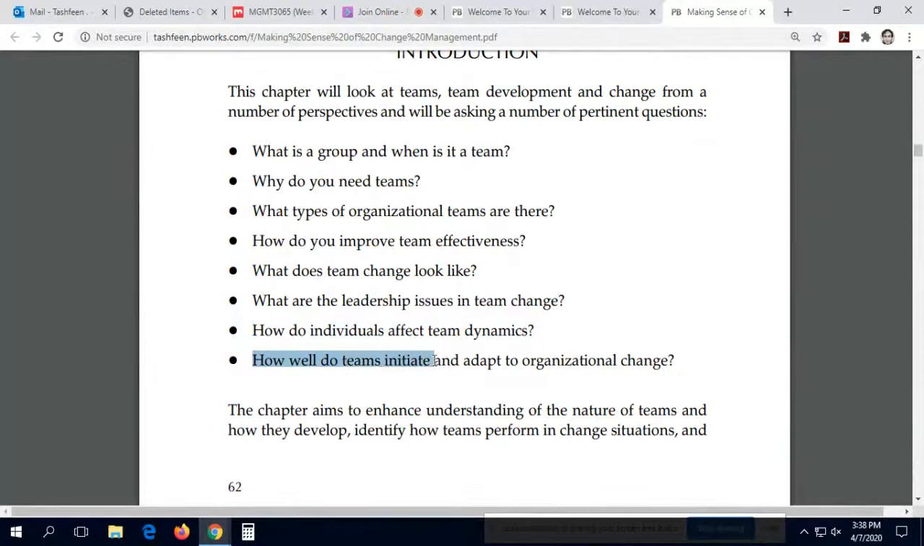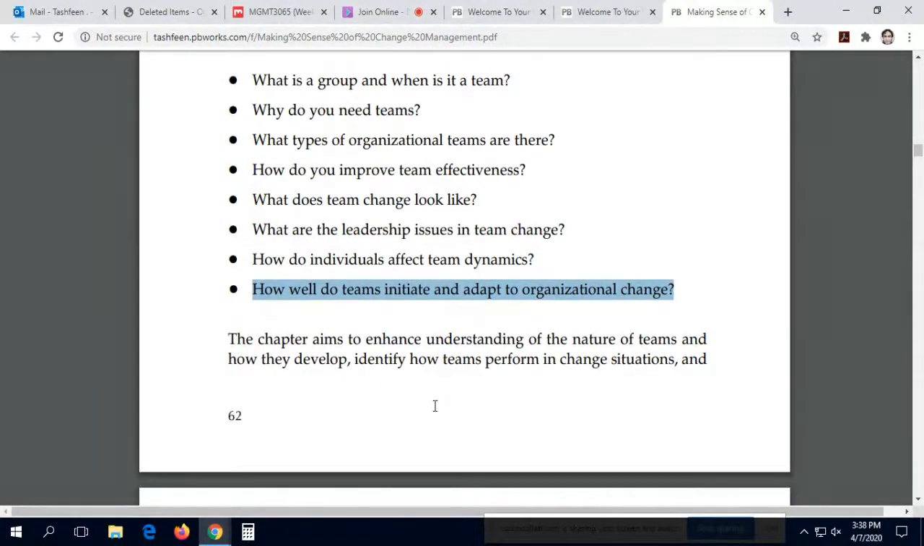How well do teams initiate and adapt to organizational change? This is where Cleveland was trying to explain to us that history and those types of things are important. So how do they react to these types of organizational change? I think these types of questions you would have to think about in your own time. Maybe look at some definitions.